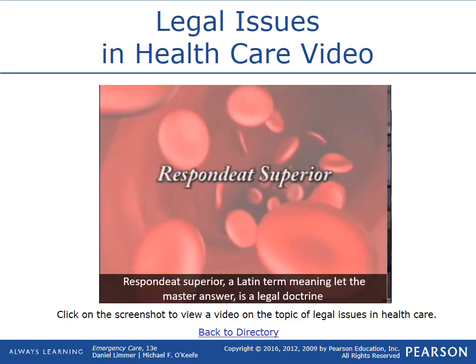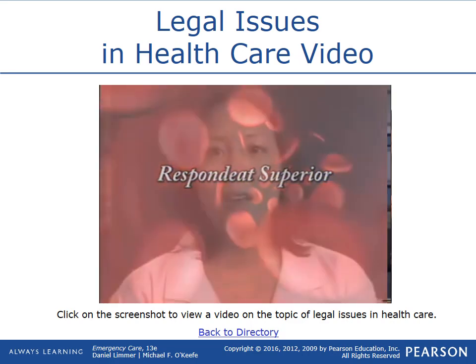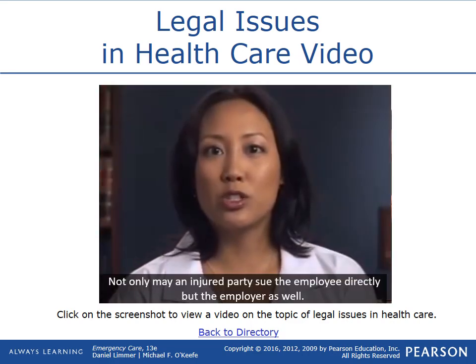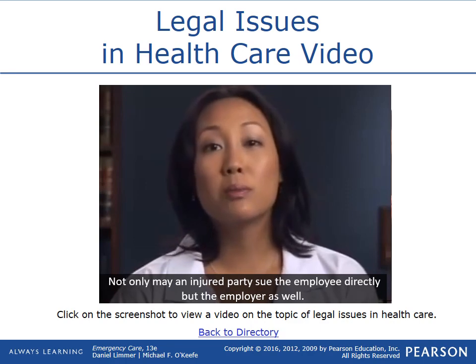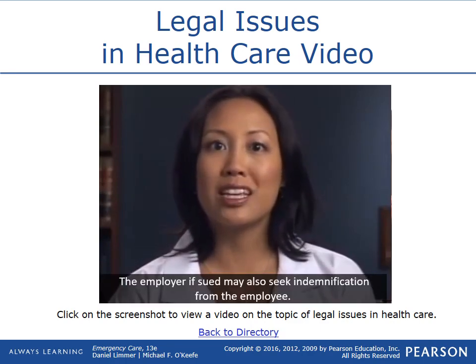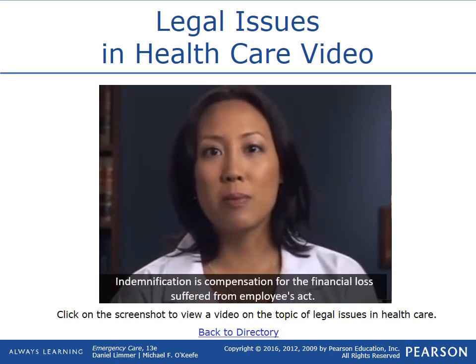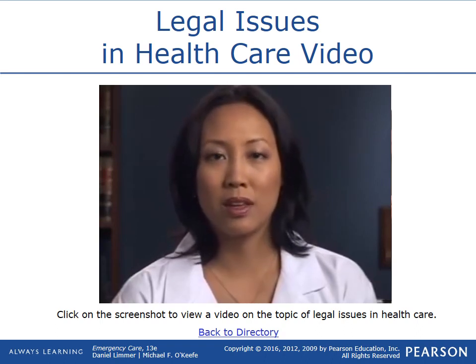Respondeat superior, a Latin term meaning "let the master answer," is a legal doctrine that holds employers responsible for acts of their employees within the scope of the employment relationship. Not only may an injured party sue the employee directly, but the employer as well. The employer, if sued, may also seek indemnification from the employee. Indemnification is compensation for the financial loss suffered from the employee's act.